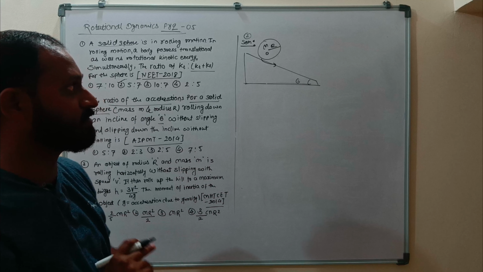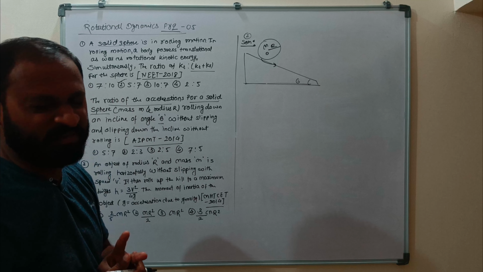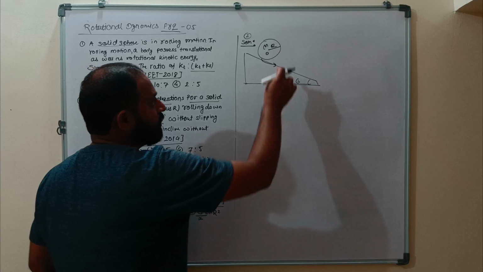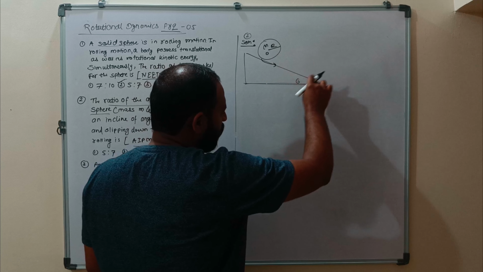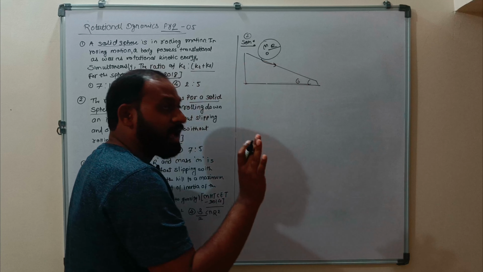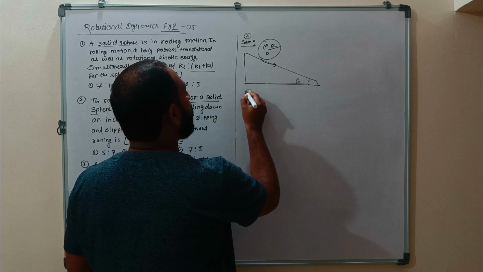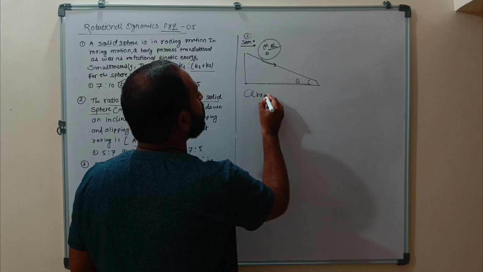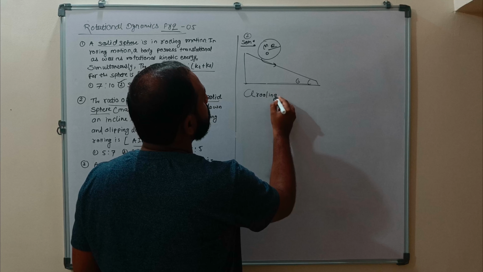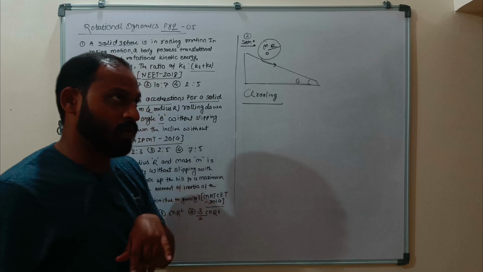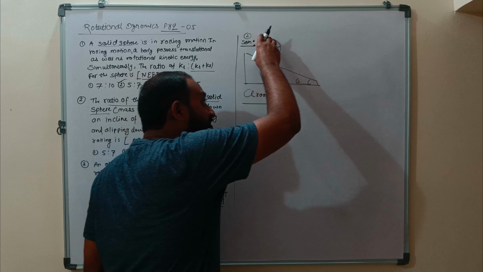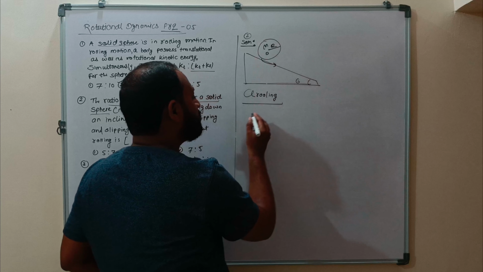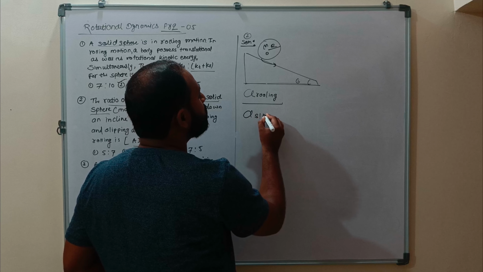There are two types of acceleration. If the body is rolling down, then at that time the body has the acceleration of rolling. If the body is not rolling, if it is skidding or slipping, then there is the acceleration of slipping.